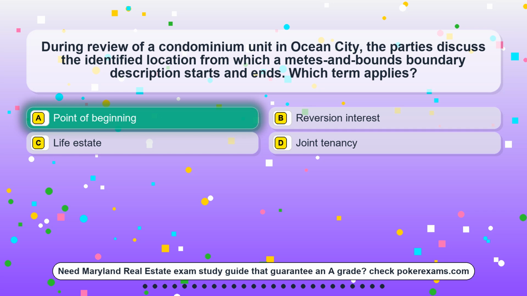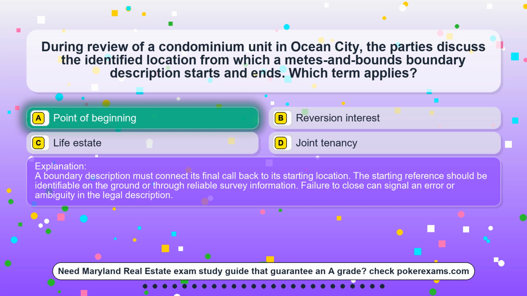The correct answer is option A. Point of beginning. A boundary description must connect its final call back to its starting location. The starting reference should be identifiable on the ground or through reliable survey information. Failure to close can signal an error or ambiguity in the legal description.